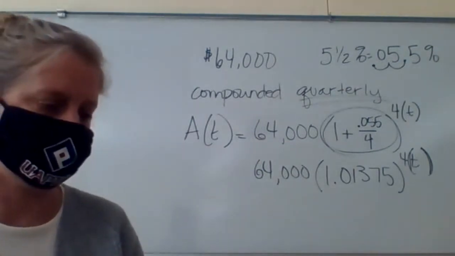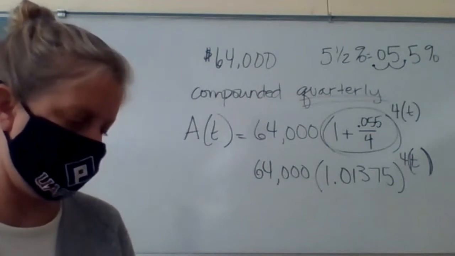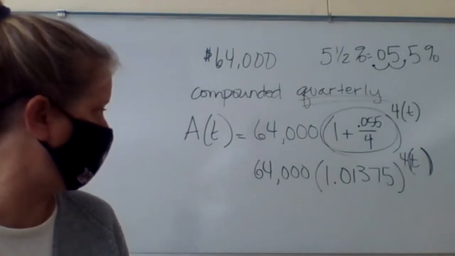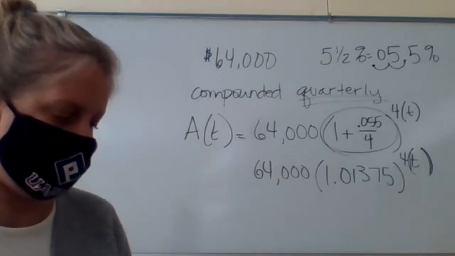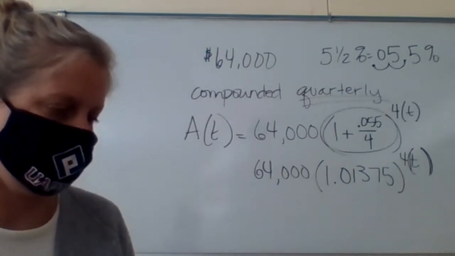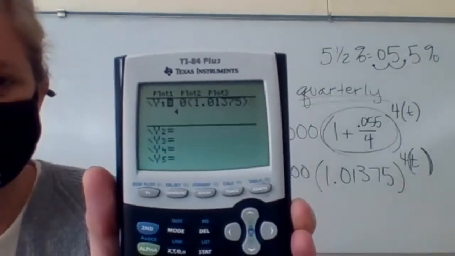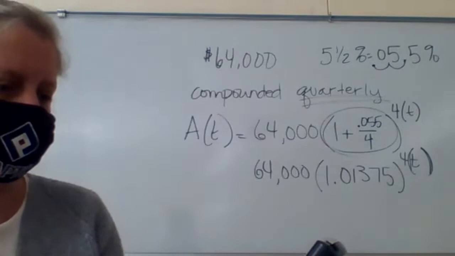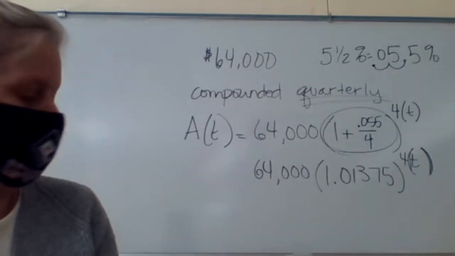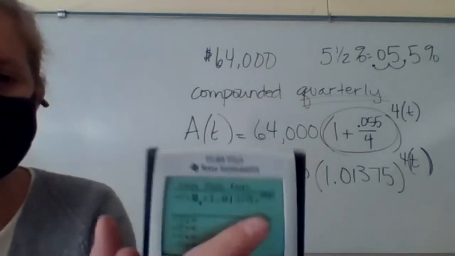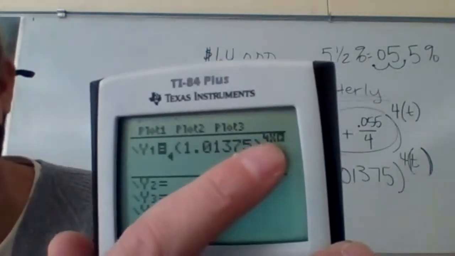So you have 64,000, open parentheses, 1.01375, close, and then go up into your exponent and put your exponent as 4x, right? Because I don't have a t, I just make it an x.